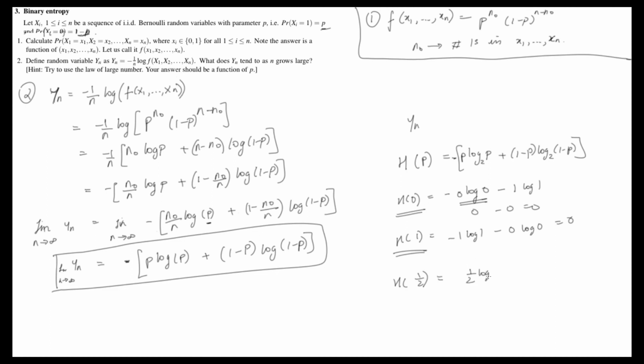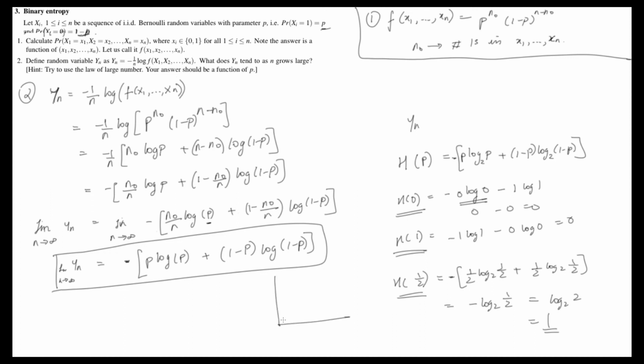But if we have h of half, which is equal to negative half log to the base 2, 1 over 2, plus negative half log to the base 2, 1 over 2. So this is equal to negative log to the base 2, 1 over 2, which is equal to positive log to the base 2, 2, which is equal to 1. So we see that it actually takes a maximum value at half.